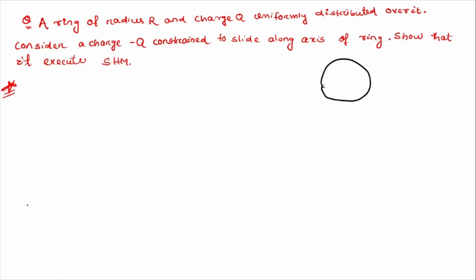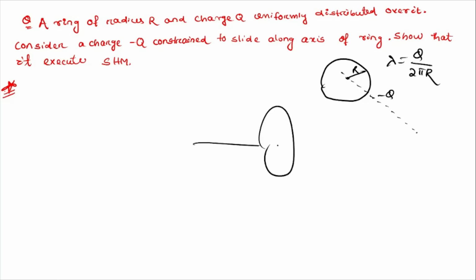circumference. So the charge q is distributed over the circumference, so the charge density, let's say lambda, is equal to q upon 2 pi r. I have defined the charge density, and the ring has radius r. It has been asked to find the electric field. It has been asked to show that if I put a charge minus q to slide on its axis, it will do SHM.